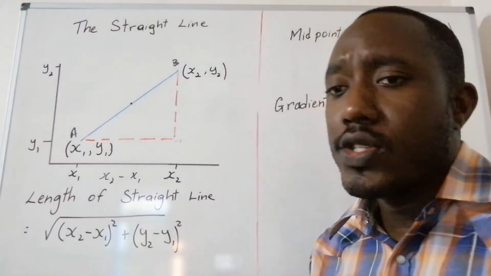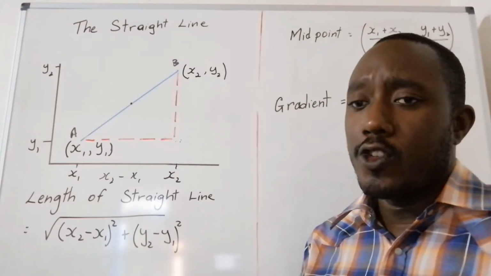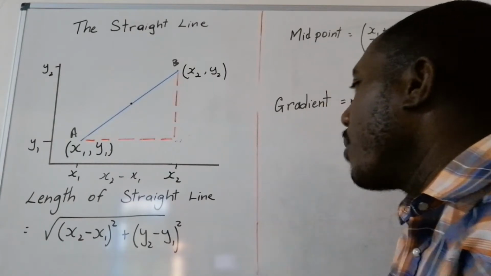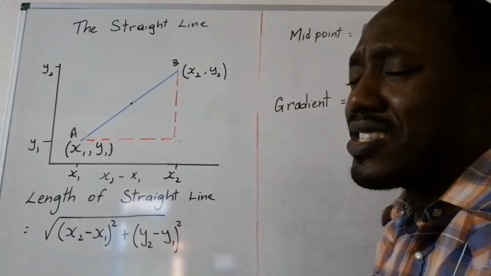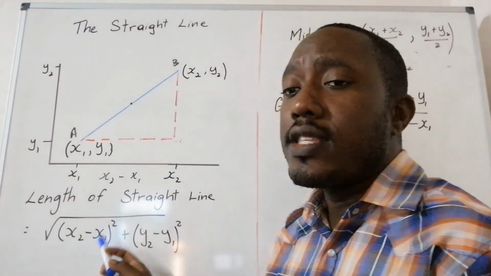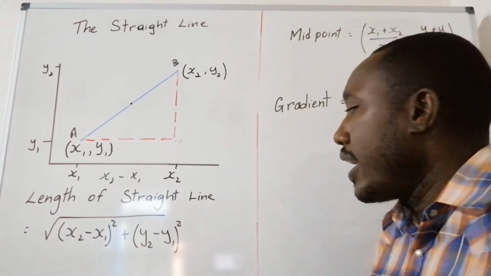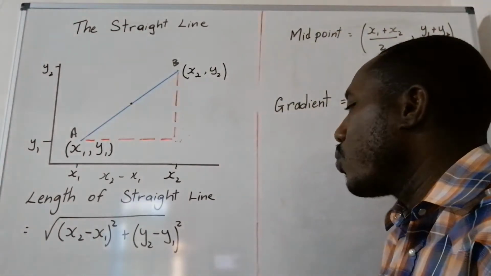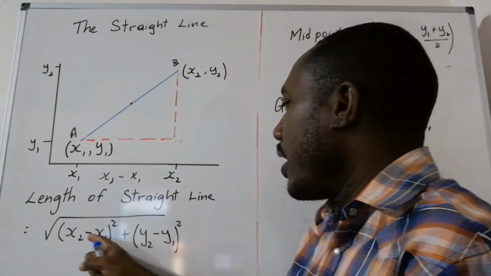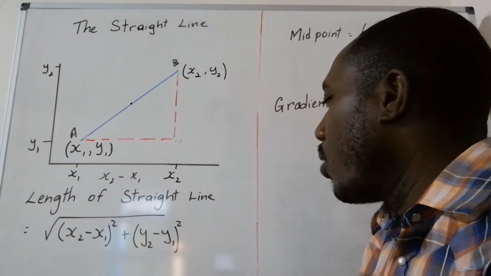One of the first things we need to know is how to find the distance between 2 points in a straight line. The formula to find the length of a straight line, or the distance between 2 points, is given by the square root of x2 minus x1 squared plus y2 minus y1 squared.